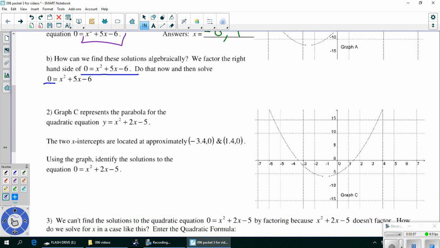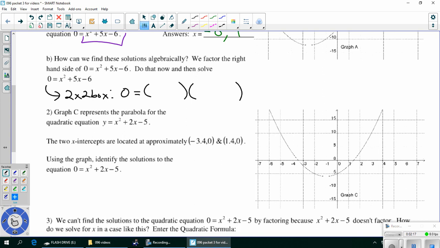Sure, we can solve this equation by factoring. So I'm not going to go into the details, but if you do the 2x2 box method, you will factor the right-hand side as follows. You will get x plus 6 and x minus 1. So feel free to pause the video here and do the factorization with the 2x2 box if you wish. But I'm going to move on and solve the two simpler equations now.